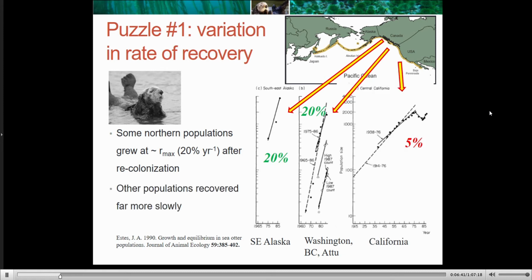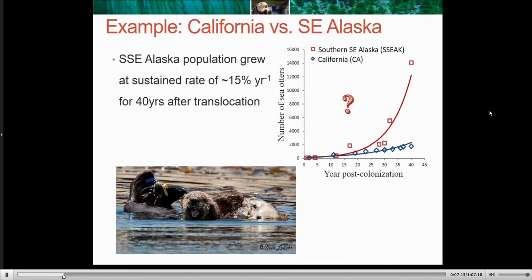In contrast, other populations grew slowly, particularly California. California was the one that really led to this big puzzle as to why it was growing so poorly. Over the course of the 20th century, the average rate of recovery seemed to be between 3 and 5%. So this difference in recovery rates formed a fundamental puzzle. And a lot of research was conducted to try to understand why the California population was performing so poorly as compared to the northern populations.